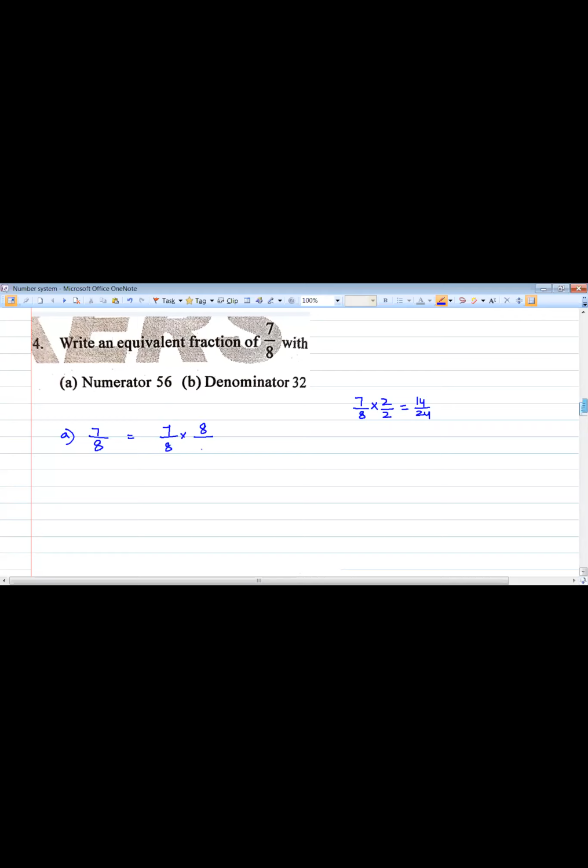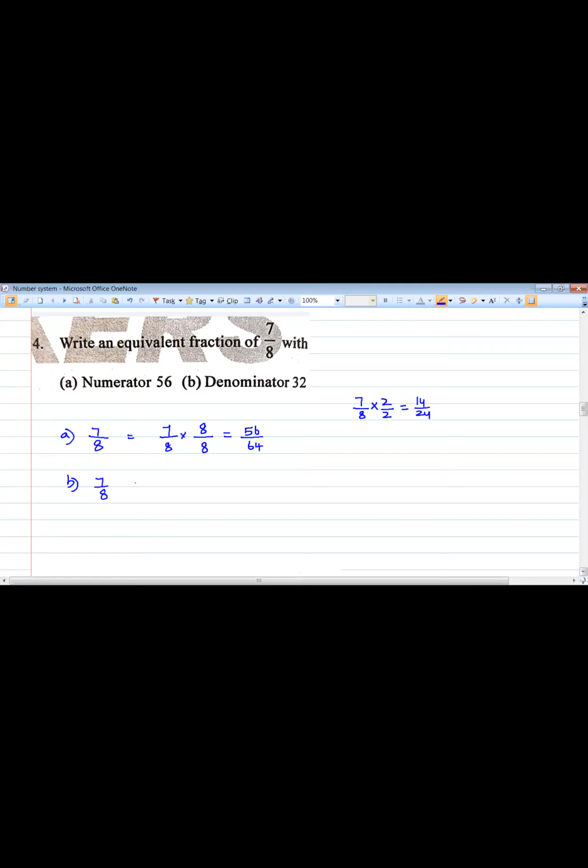8. Then write 8. If you multiply by 8, to make it an equivalent fraction, you should divide by 8 also. 7 8s are 56, 8 8s are 64. So the answer for this question is 56 by 64. For the next question, I am not going to say the answer. It is your duty to say the answer. Say the answer for the next question.